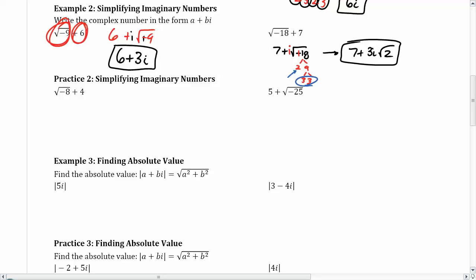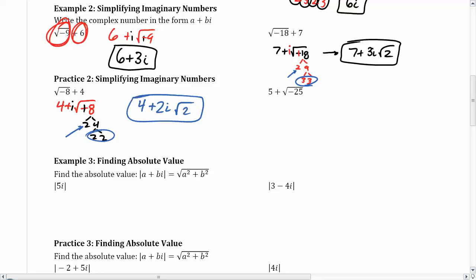Okay, simplifying these imaginary numbers. Same thing. Rewriting it real quick. 4 plus the square root, negative 8. Again, that turns into I, the square root of positive 8. 8 is 2 times 4, which is 2 times 2. Circle your double 2's and rewrite your final answer. It's 4 plus, you circled the 2's, so it's 2I, the square root of that 2 didn't get circled, so 2I, the square root of 2. Done.